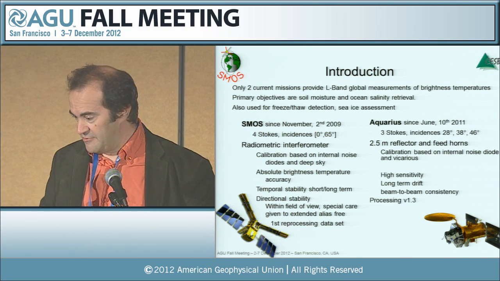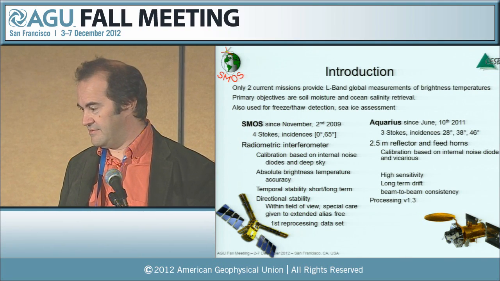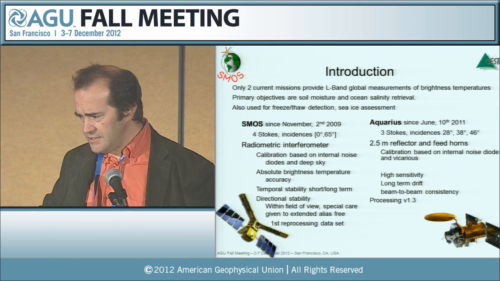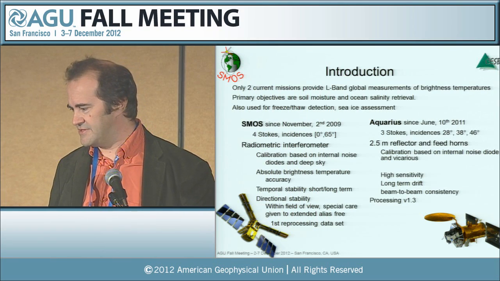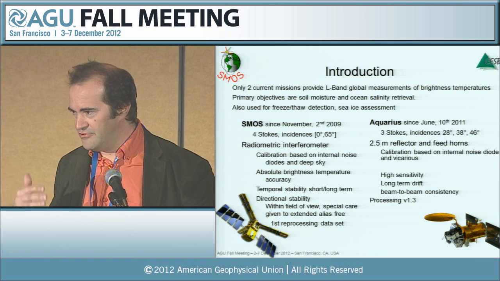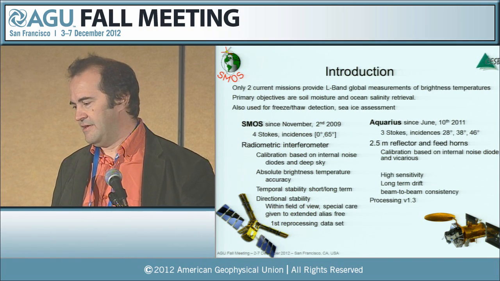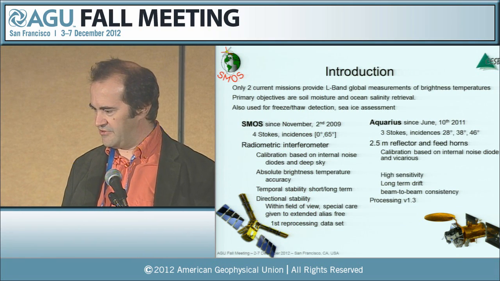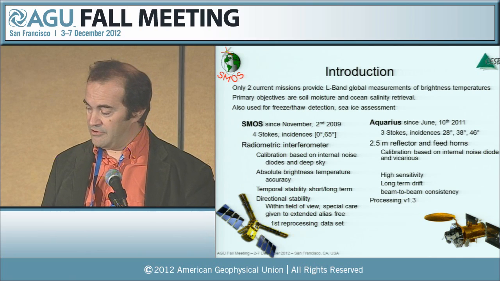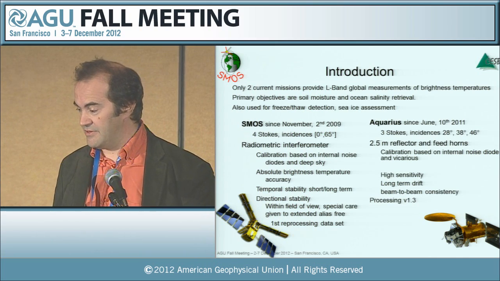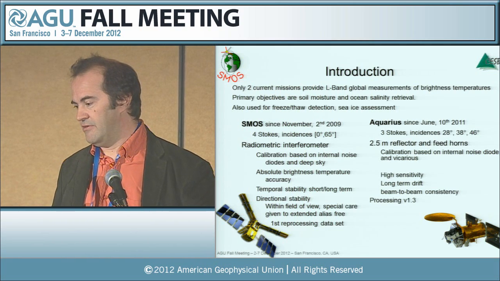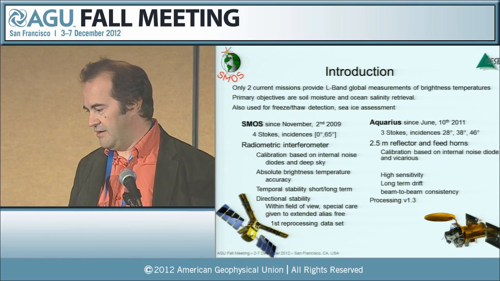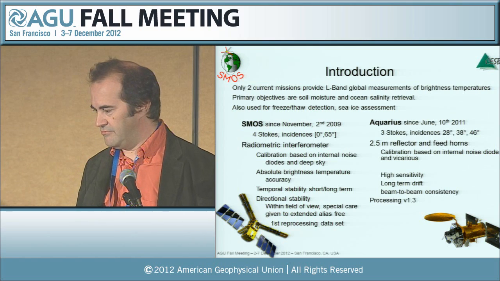SMOS, as you know, has been orbiting since November 2nd, 2009. It's measuring currently 4 Stokes parameters with a full range of incidence from 0 to 65 degrees. It's a fairly new technology. It's a radiometric interferometer. That is, it builds a 2-dimensional image of the surface every 1.2 seconds, and the calibration of the instrument is mainly based on internal noise diodes and an acquisition of deep sky whenever we rotate the satellite to aim at the sky.